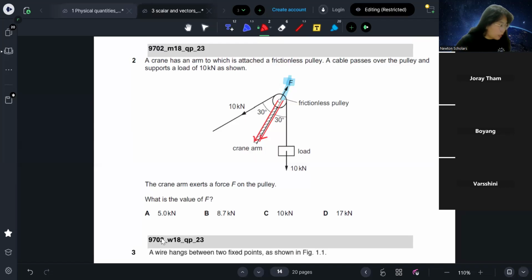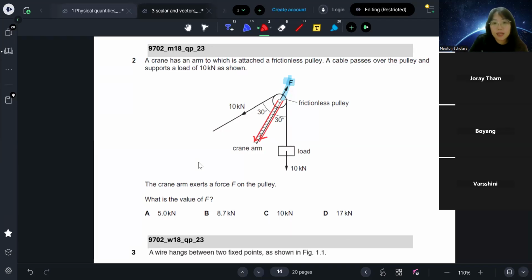Manjo says A. No, dear. D. Yes, D. Junho, Boyang, Vito, Kai Qian. The answer is D. Why is it D? 10K, the angle between them. Plus both. Yes, plus both. 10K cos 30, another one also 10K cos 30. So that means 10K cos 30 plus 10K cos 30. You will get the answer D.